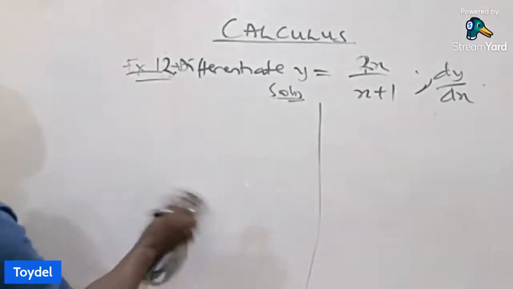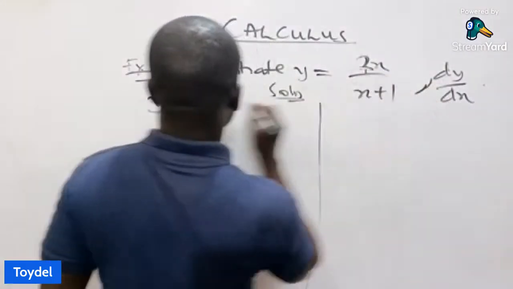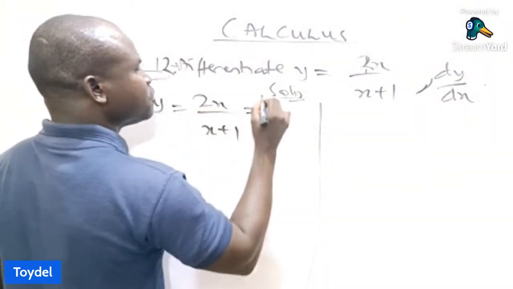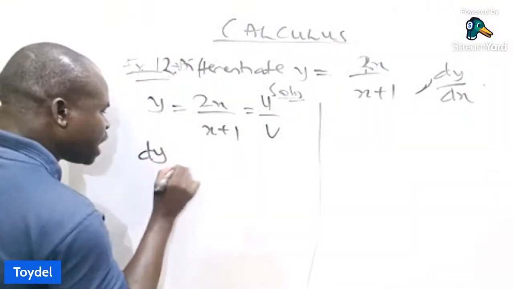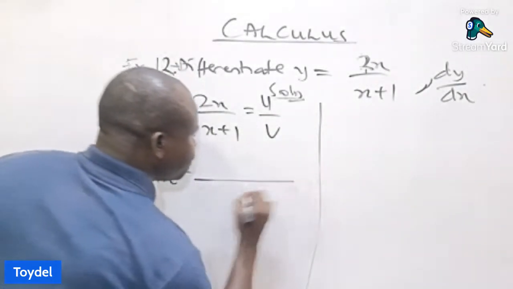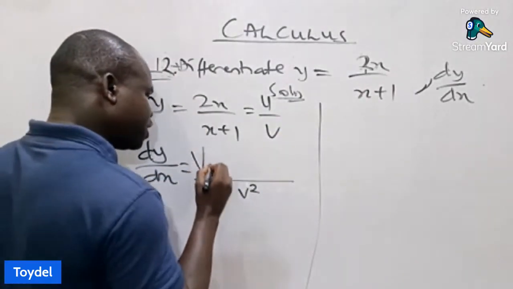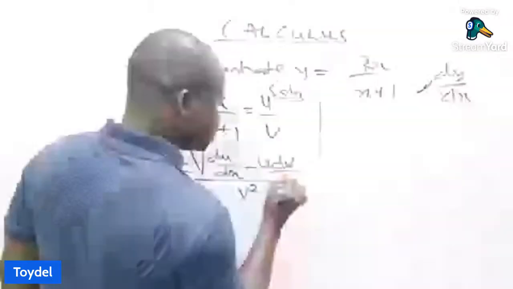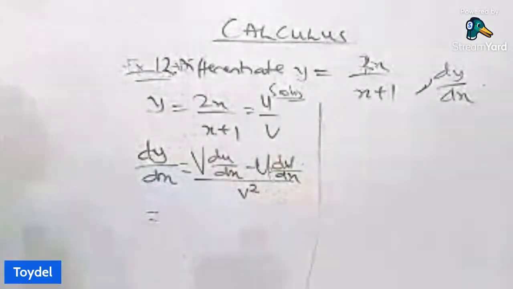Then how do we use the quotient rule? If y is equal to 2x all over x plus 1, call the numerator u and the denominator v. So the formula dy dx simply means v squared, that will be the denominator. You square the denominator, then the numerator will now be v du dx minus u dv dx. That's what you are going to just substitute.